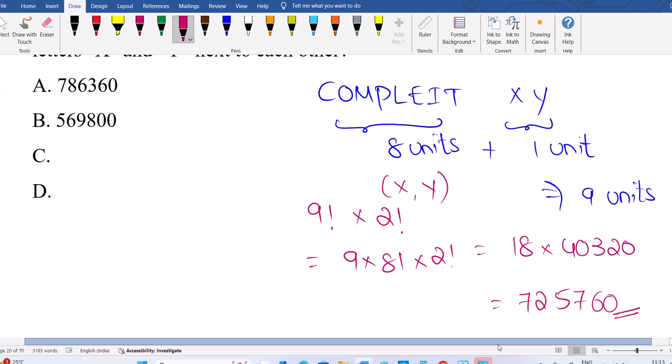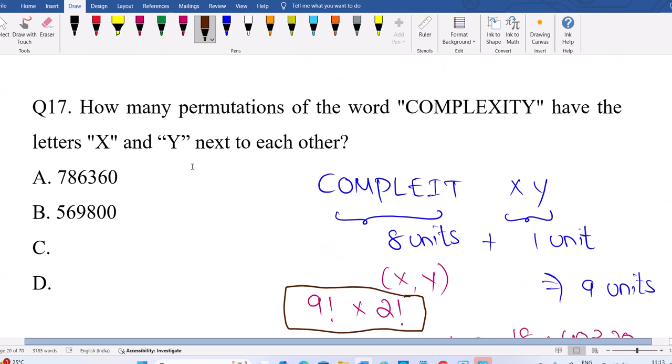In the options, we can just multiply. I know 8 factorial is 40,320. But sir, this is taking time. Listen, guys, if all options are available, don't worry about this calculation in the exam. You got 9 factorial into 2 factorial, that is sufficient. What you can do in exam is check which option is divisible by 9. 9 factorial means the answer should be divisible by 9.